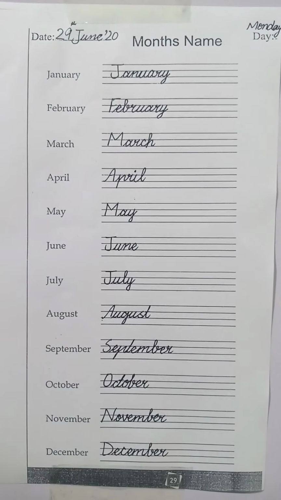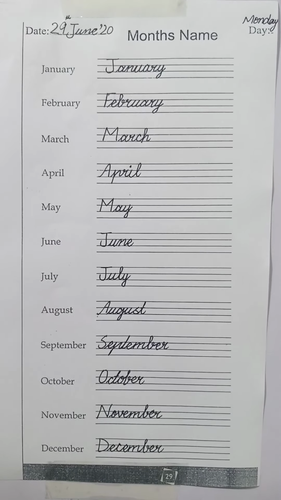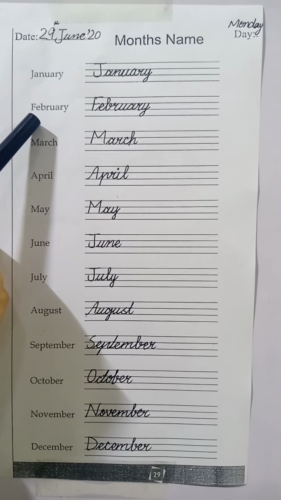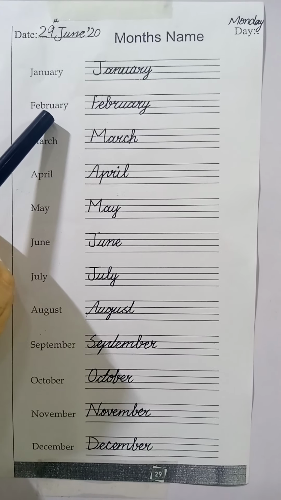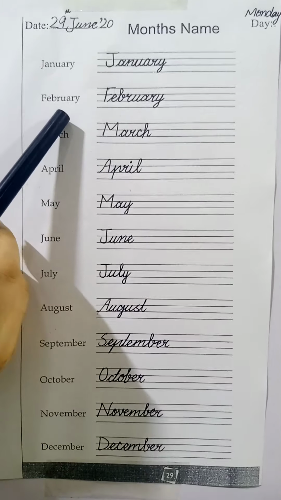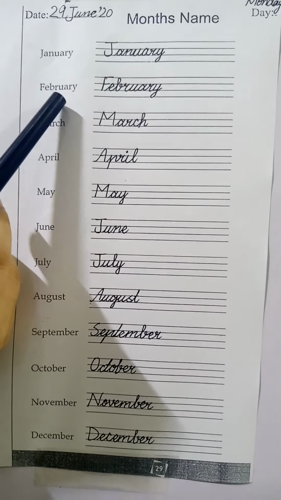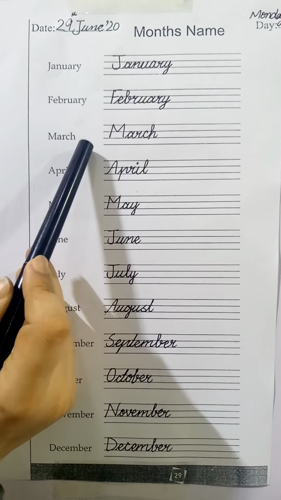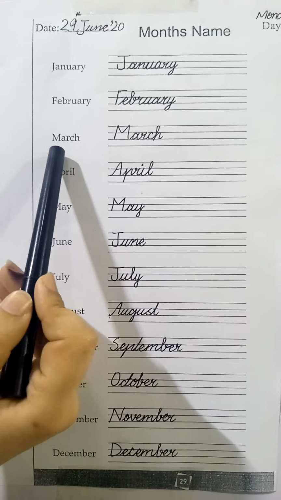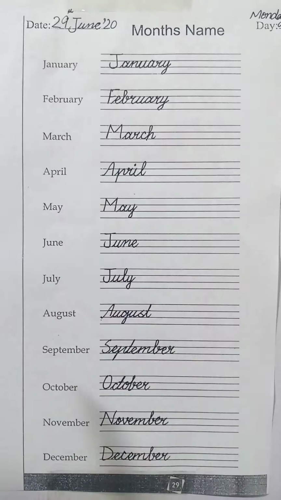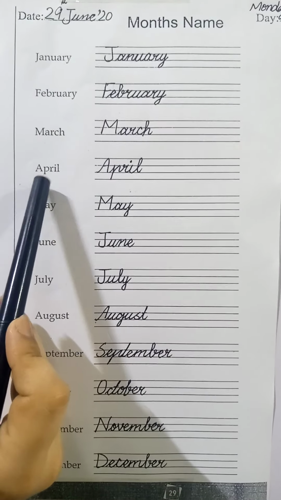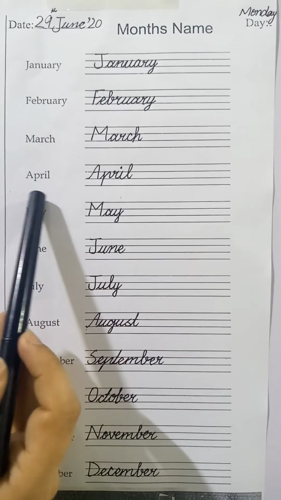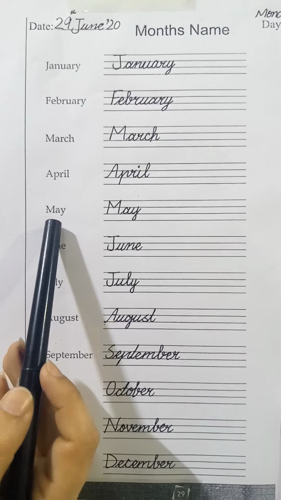January. Second is February. February. March. April. May.